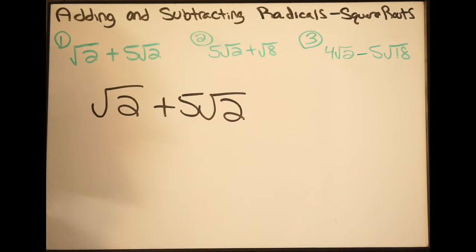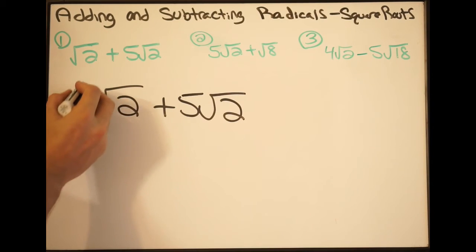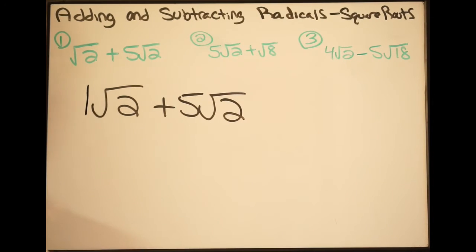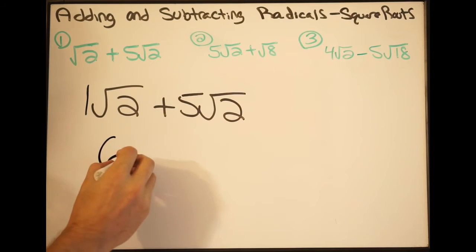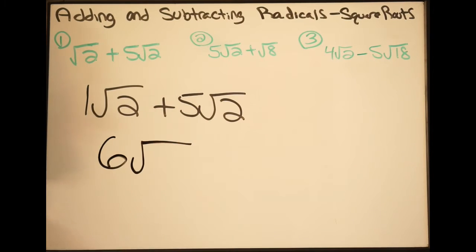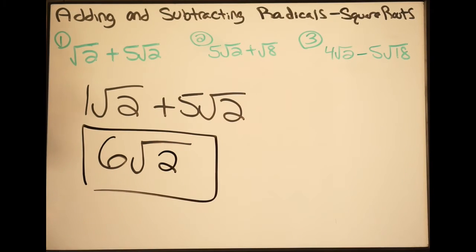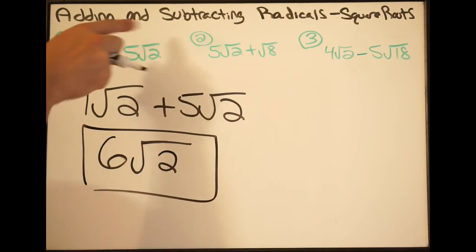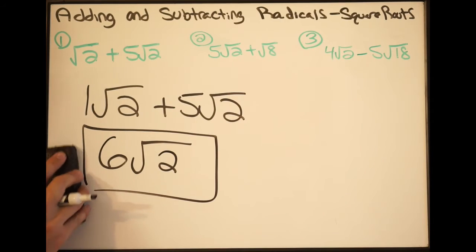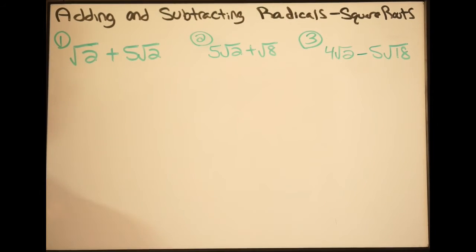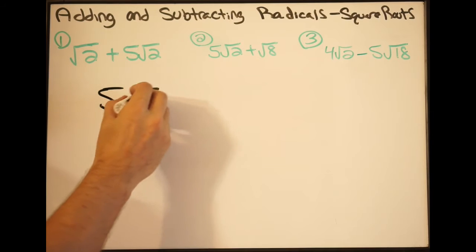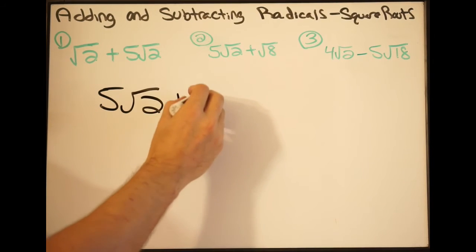So we just passed both of our rules, so we can go ahead and add these. So there is a 1 out in front here, even though it's not written, so 1 plus 5 is 6, and then our radicand just stays the same. And there it is. This is our final answer right here. Okay, let's take a look at number 2. Number 2 is a little bit different. So we get 5 square root of 2 plus the square root of 8.